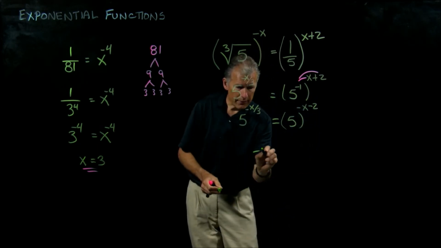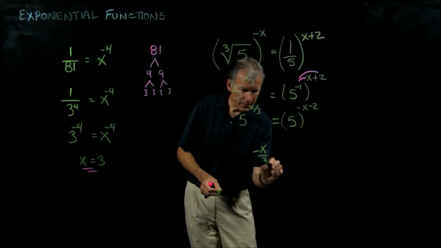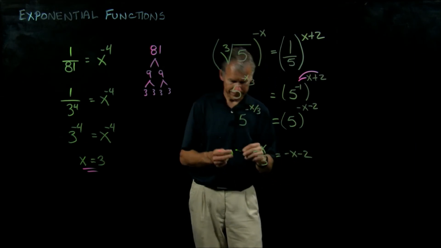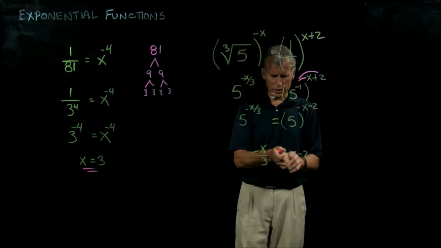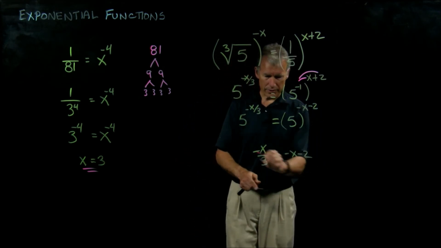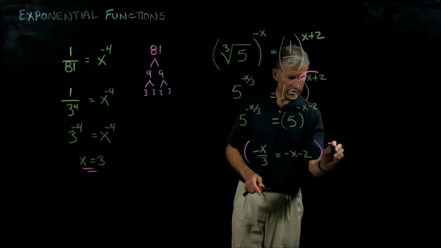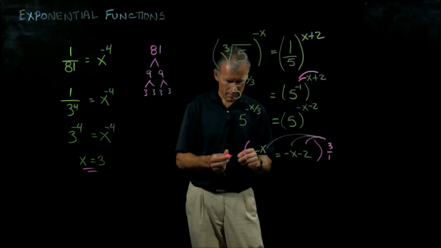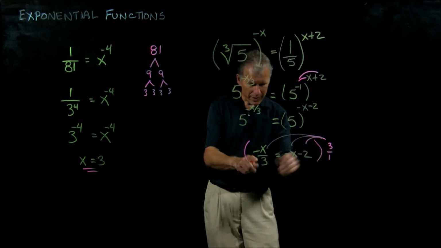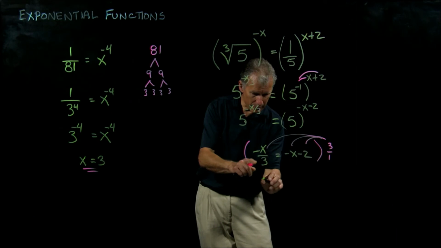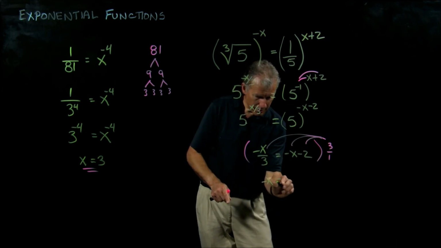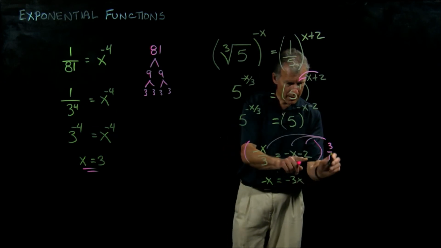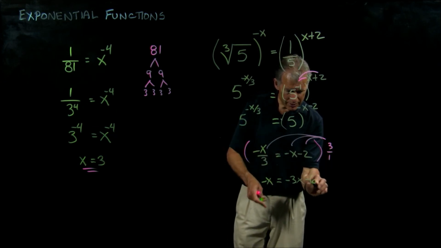So I have negative x divided by 3 is equal to negative x minus 2. You could just bring the x over, but I like to get rid of the fractions. So I'm going to multiply everything here by 3. I'm going to multiply every term by 3. So of course what happens here is the 3's cancel, we get just a negative x. Here I end up with negative 3x, and here I end up with negative 6.